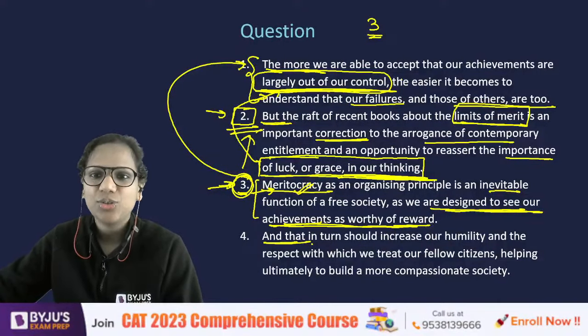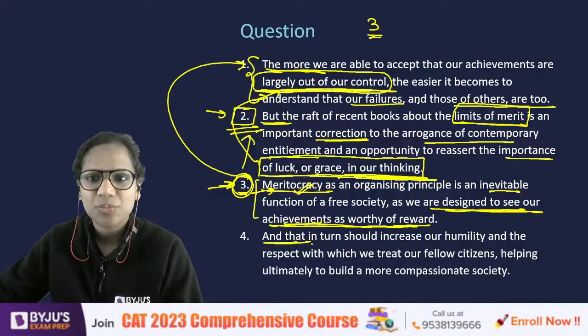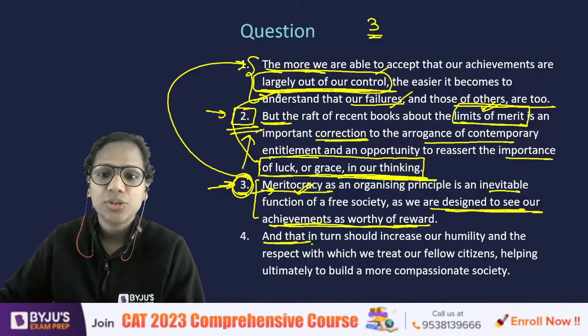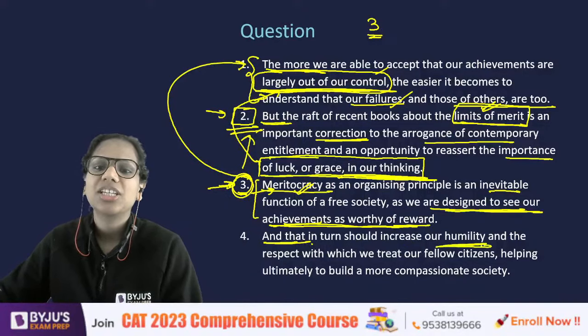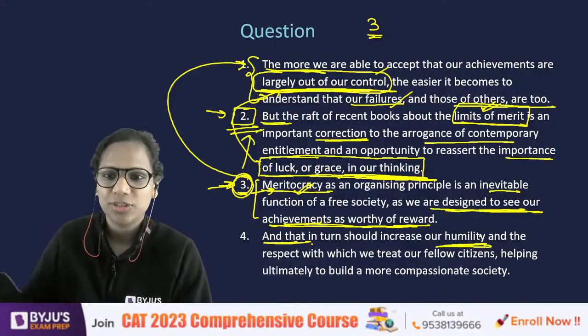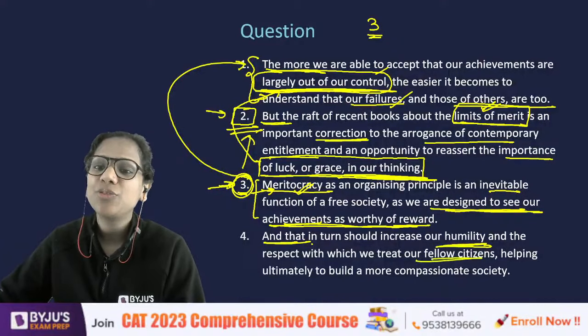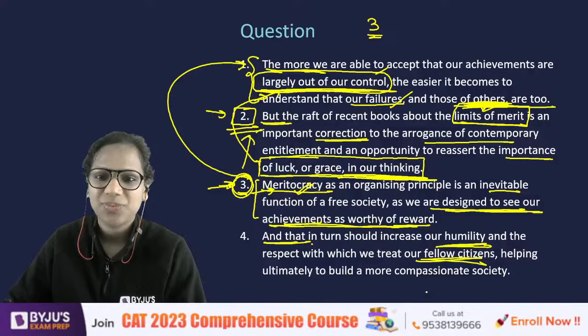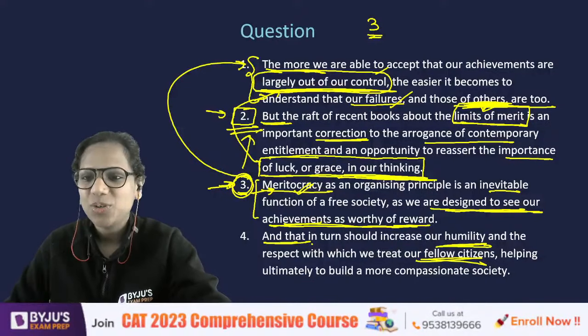And that in turn, understanding this, when we accept that our achievements and our failures and those of others too are largely out of their control, that in turn should increase our humility. Right? We become humble when we realize that we are not all powerful, and the respect with which we treat our fellow citizens, because we are talking about others also here. Okay. Hope you've got this.